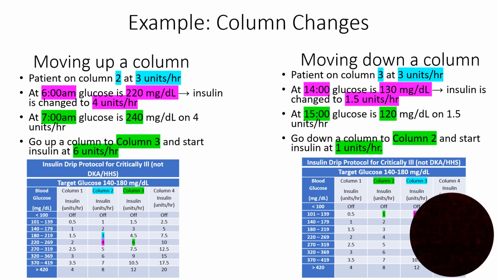When moving down a column, patient is on column 3 at 3 units an hour. At 1400 hours, glucose is at 130 milligrams per deciliter. Insulin is changed to 1.5 units an hour. At 1500, glucose is at 120 milligrams per deciliter on 1.5 units an hour. Go down to column 2 and start the insulin at 1 unit per hour.